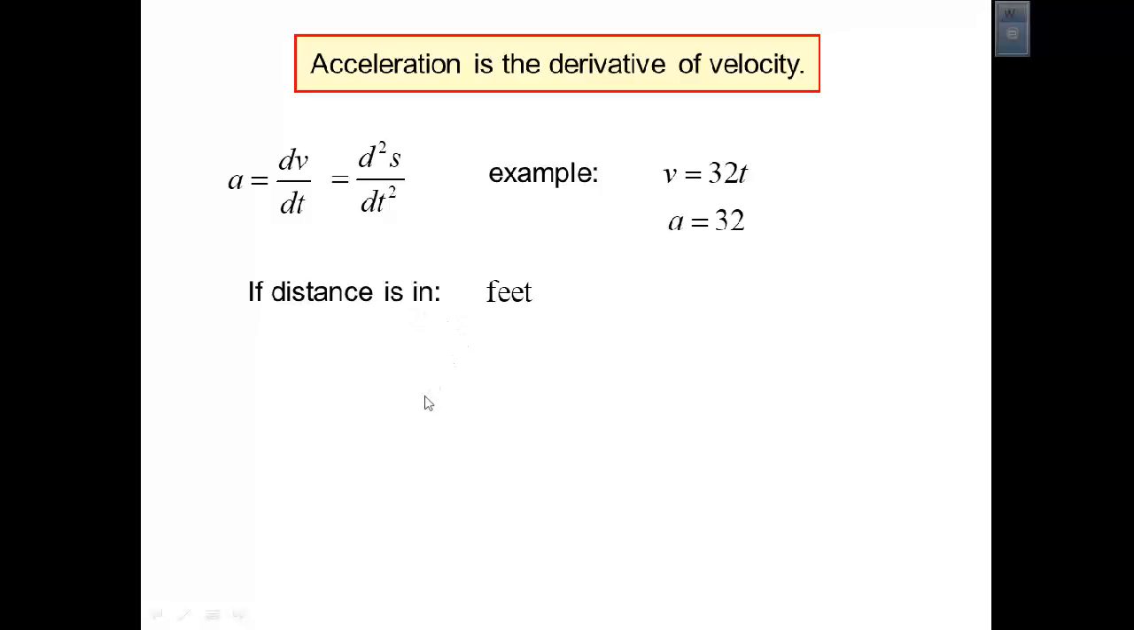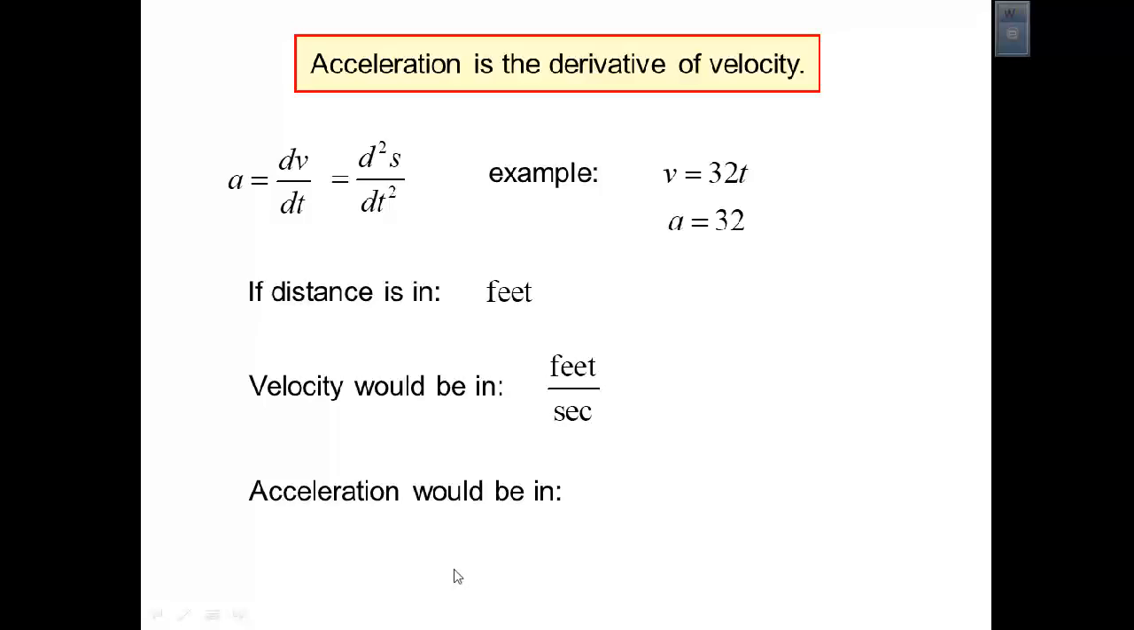Now, if distance is in feet, velocity would be in feet per second, feet per minute, something like that. Feet per unit of time. And the acceleration would be in feet per unit of time squared. Because each time we take the derivative, we're telling how that thing is changing. If distance is in feet, then when we find the velocity, we're finding how many feet are changing every second. And when we take the derivative of velocity, we're finding out how fast the feet per second is changing. So we get feet per second squared.